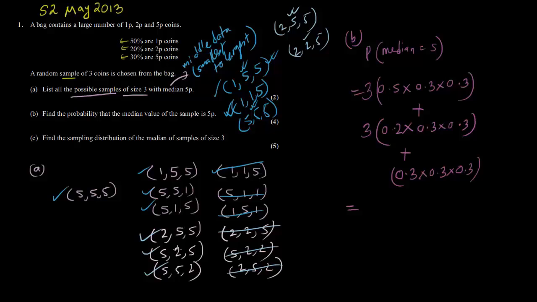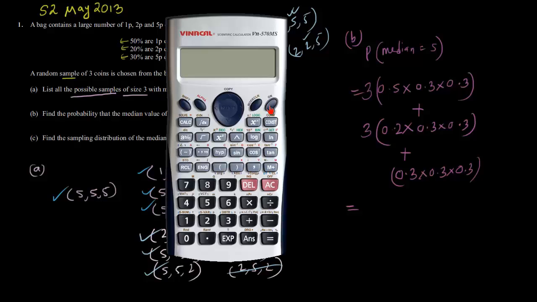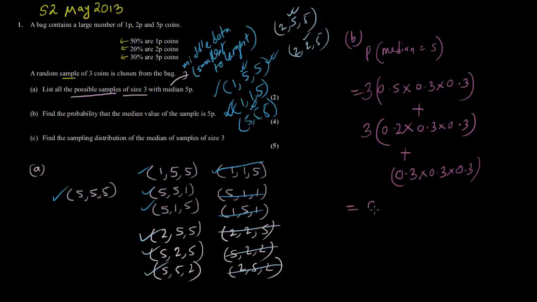So let's calculate this. So this is going to be 3 into 0.5 into 0.3 into 0.3 equals to this, plus 3 into 0.2 times 0.3 times 0.3. We have this, then add 0.3 whole cubed. So this is going to be 0.216.